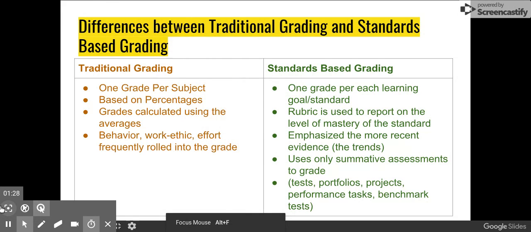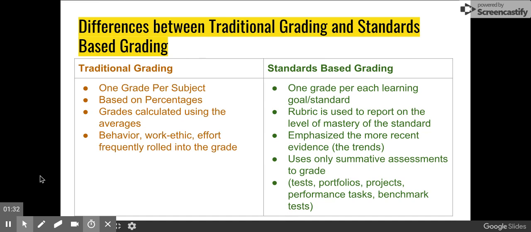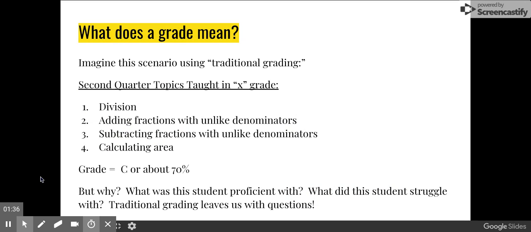So, what's wrong with the traditional grading system anyway? I'm going to use a couple of slides to demonstrate that. I think the first slide here does a decent job. So if we look at the student's math grade, he got a C. Well, we all understand that means he got somewhere in the 70% range. But when you really think about it, what does that mean?